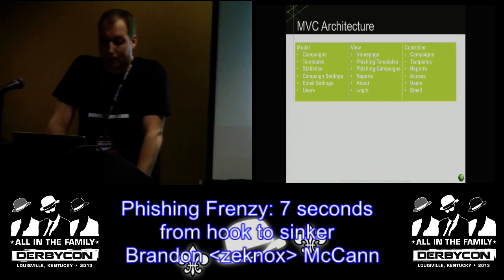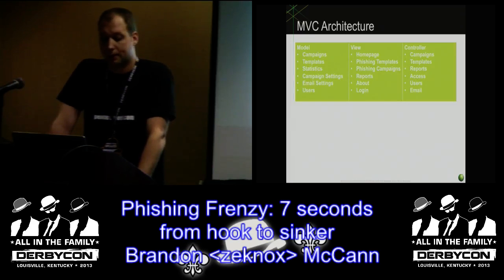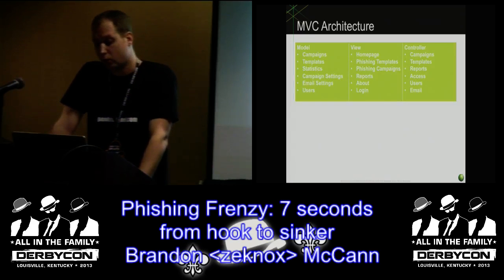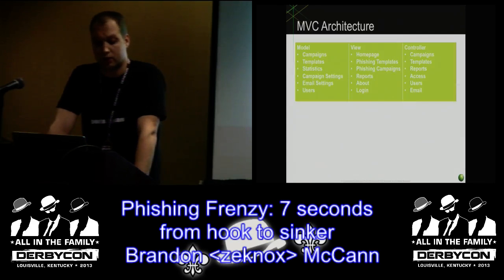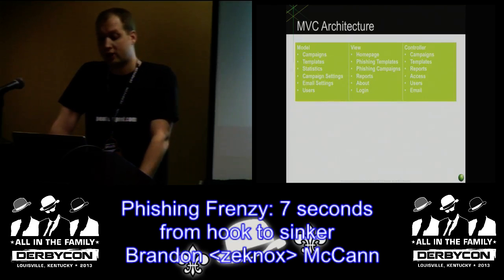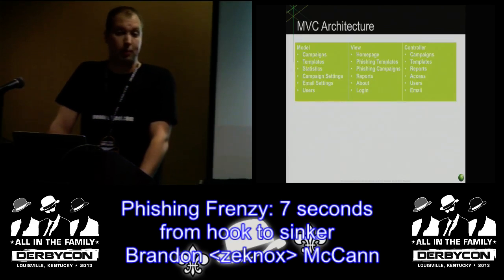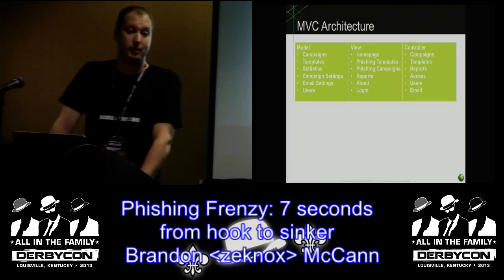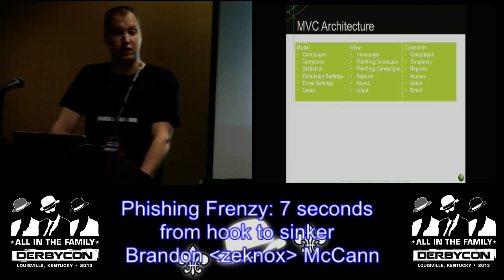So a little bit of how the MVC architecture applies to Phishing Frenzy. The model really is what communicates with the database. In our case, we have a campaigns table, a templates table, specific campaign settings and email settings that all go into the database store. The view is what gets rendered to the end user, so the home page, a list of phishing templates, and things like that. The controller is nothing more than a set of actions that you want. So we have a campaigns controller, and specific actions within there might be list, edit, delete, and things like that for the campaigns.